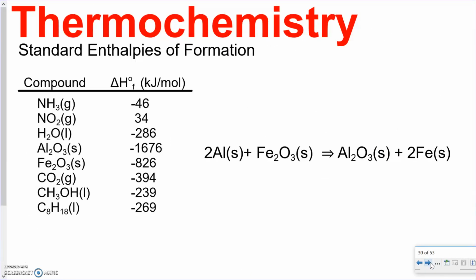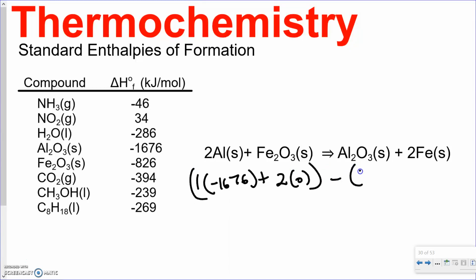Let's see if we got one more in here. Okay, and we do. So try this one, the last one. All right, now let's go through and do it. We have aluminum oxide, which is 1 times negative 1676, plus iron, which is in its standard form, so notice it's not going to be over here, so 2 times 0. That is our products, minus our reactants, where aluminum is in its standard form, so 1 times 0, plus iron oxide, which is negative 826.